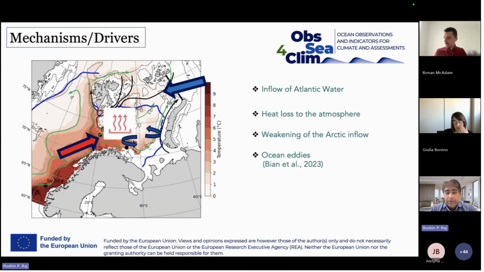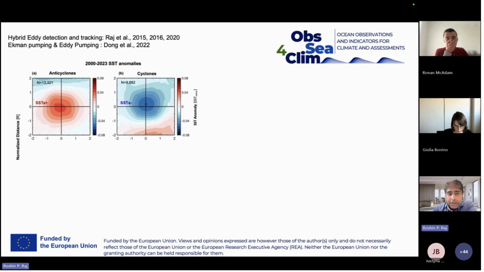The final mechanism is ocean eddies. A paper published in 2023 looked at the global scale and showed that ocean eddies can also trigger marine heat wave events. But no study has been done yet in the Barents Sea. So we started to have a look at it. Using satellite altimetry, sea surface height data and sea surface temperature data, we try to detect and track the eddies.